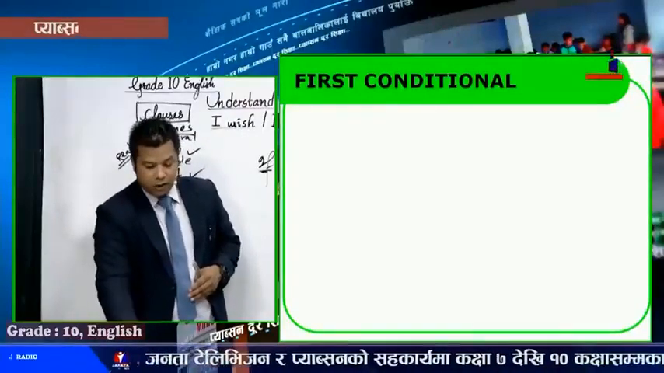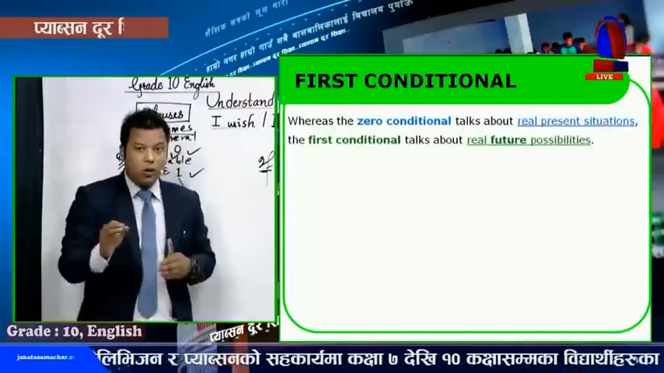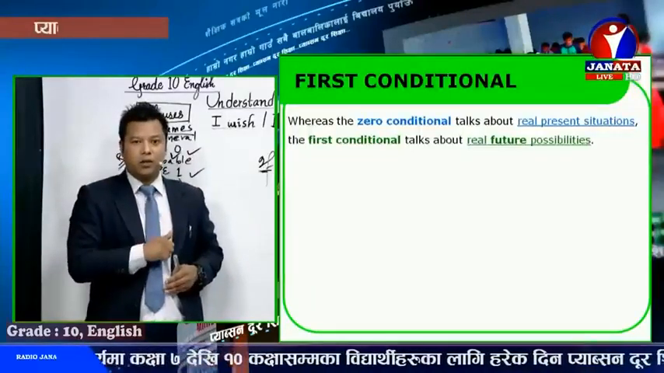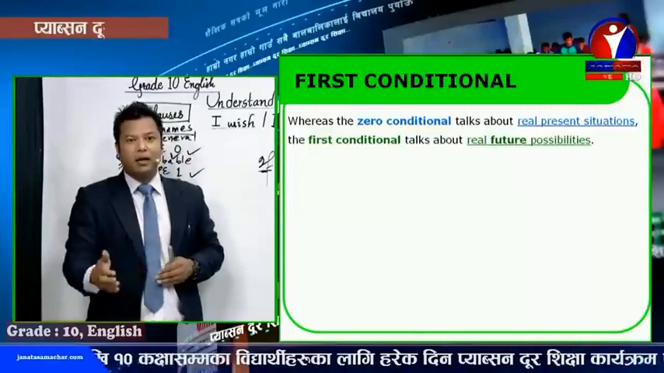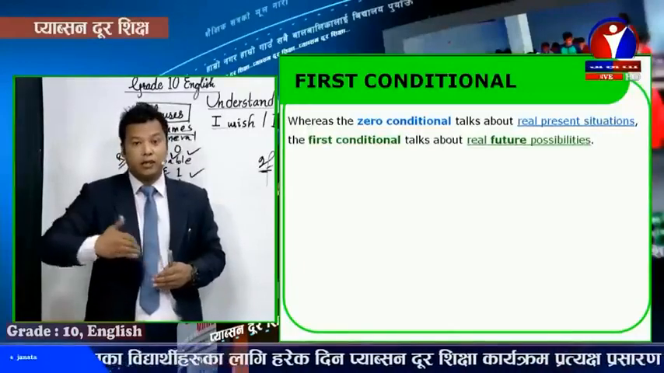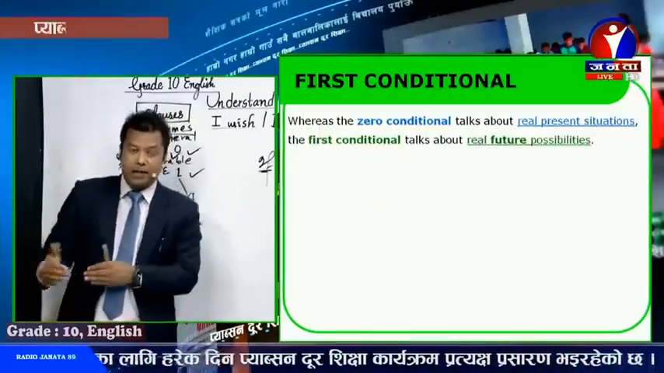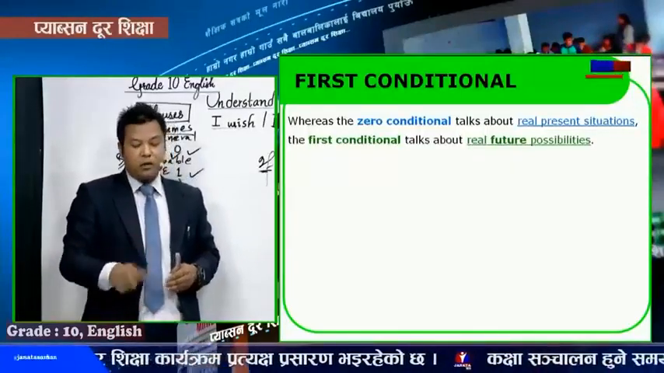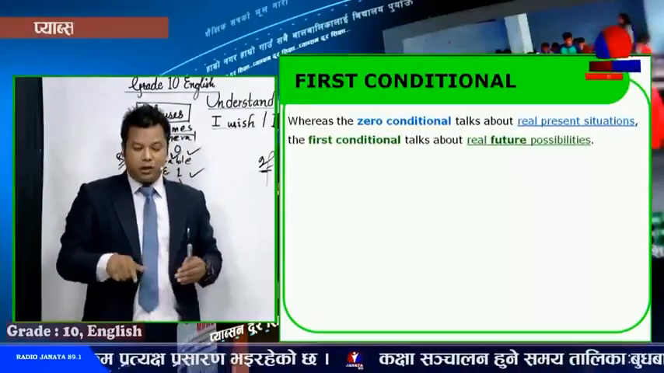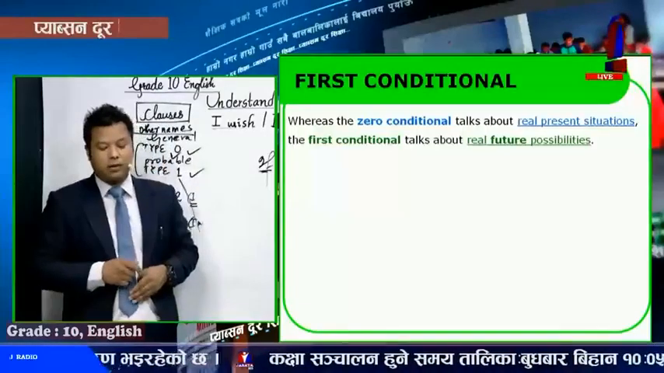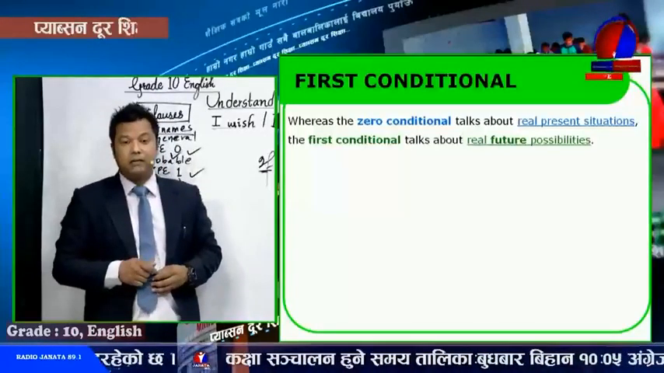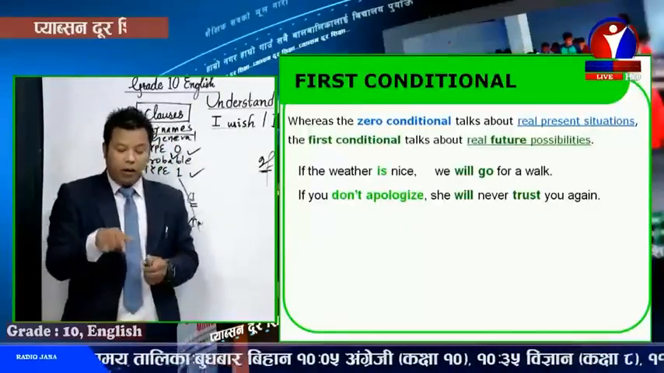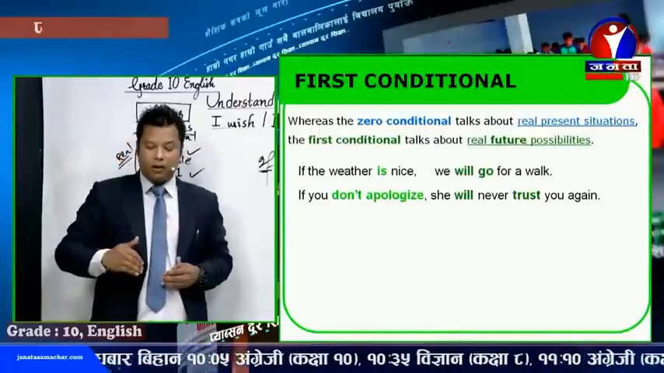Now we go to the first conditional. How does the first conditional differ from the zero conditional? Though both are real conditionals, explaining real situations, how do they differ? See here, whereas the zero conditional talks about a real present situation, the first conditional talks about a real possibility, explained in two sentences. If the weather is nice, we will go for a walk.